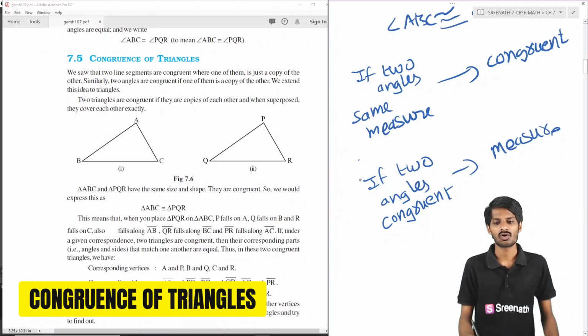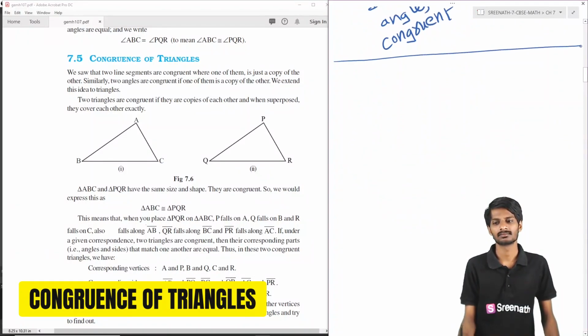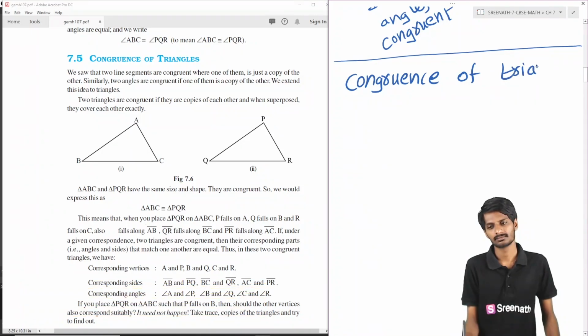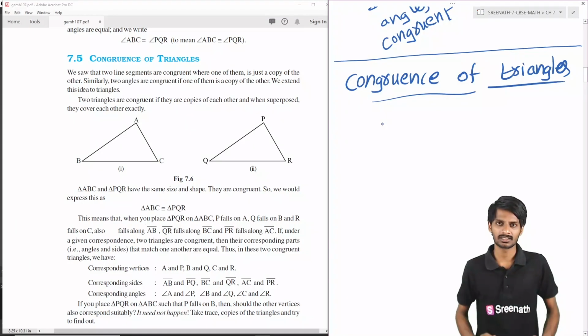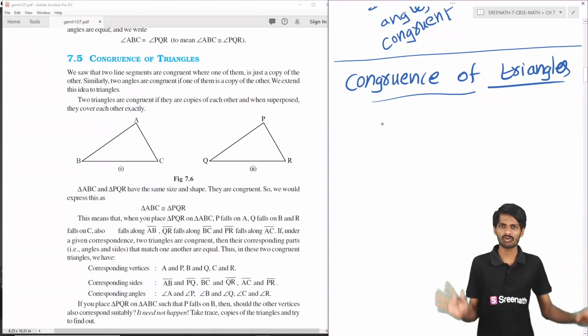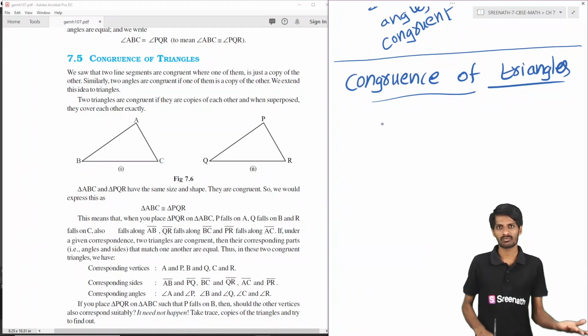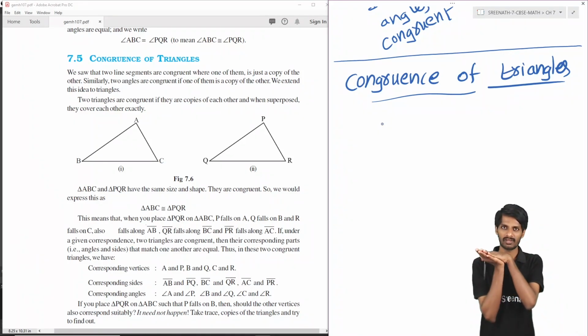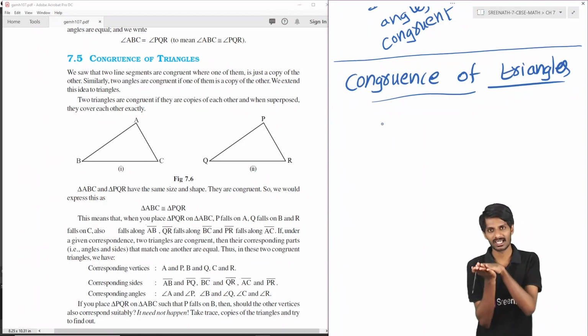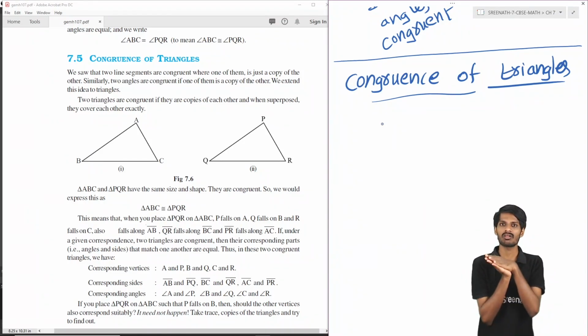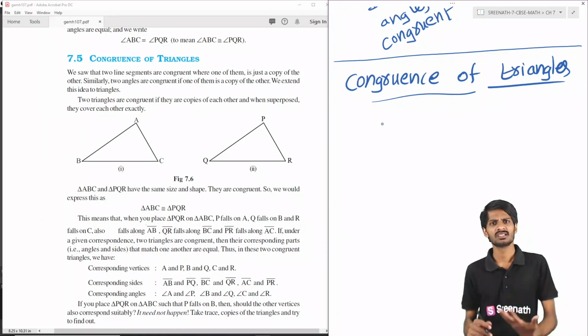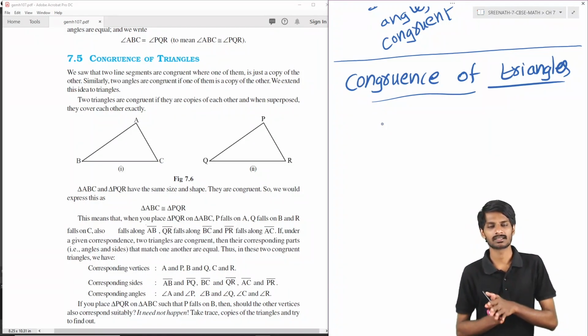Next thing is congruence of triangles. When will we say that two triangles are congruent? According to our previous knowledge, take a trace copy of one triangle and place it on the other triangle. If it perfectly matches, if it has the same size, the same shape, if it covers everything, then we say, students, that it is congruent. That's it.